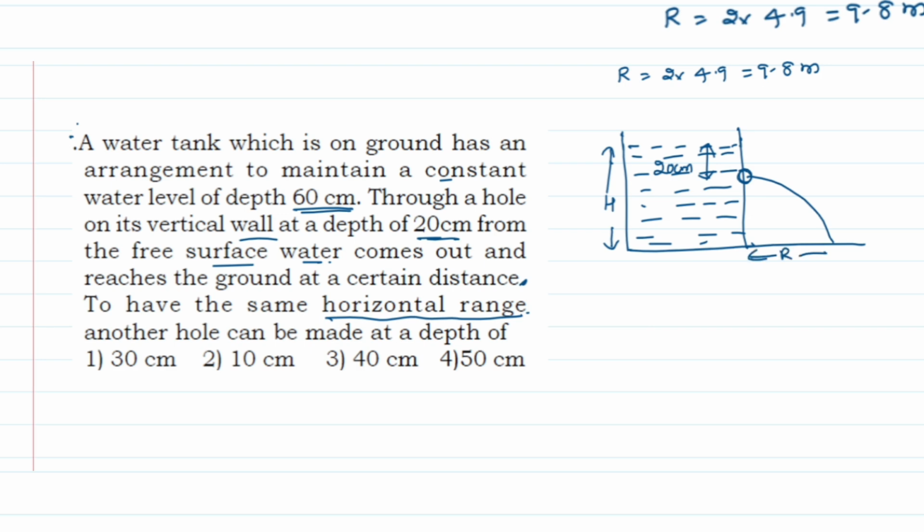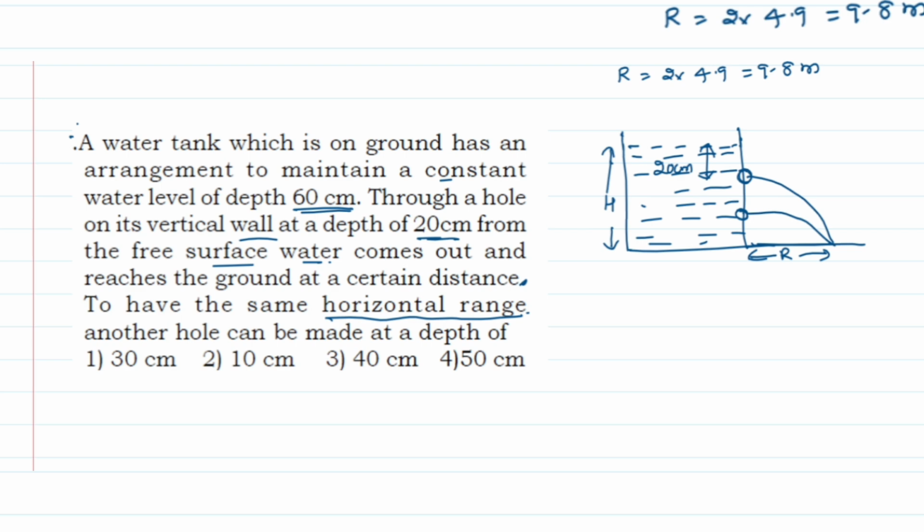And then the next case, to have the same horizontal range, so the range should be the same. Then another hole can be made at a depth of, here I am placing one more hole like here, and this one also will have the same range, meaning the horizontal distance covered by the fluid will be the same. So here we need to calculate at what depth we need to drill from the surface. So this 20 centimeter height is given. Through a hole on a vertical wall at a depth of 20 centimeter from the surface of the water, it comes out.